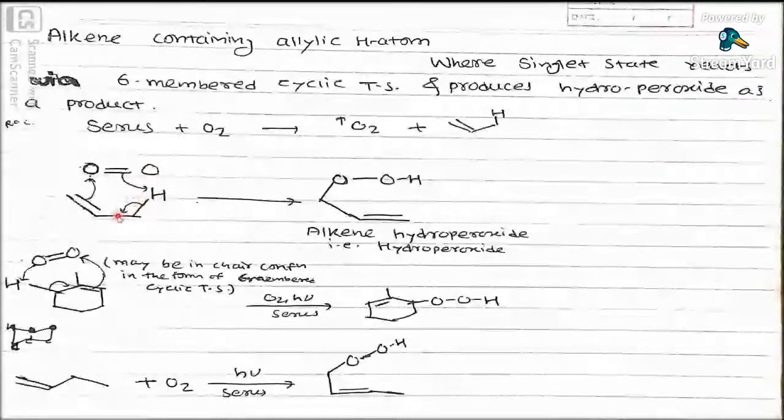shifting towards this position. So firstly what happens, oxygen is abstracting the proton, as a result of which the bond is being formed at this position, the bond is shifting to this position, and as the bond is being formed here, in order to maintain the valency, this bond is opening at the oxygen. So as a result you will get this alkene hydroperoxide as a product.